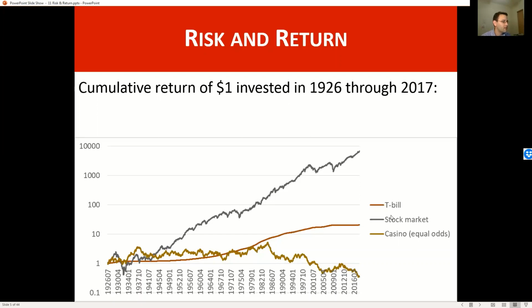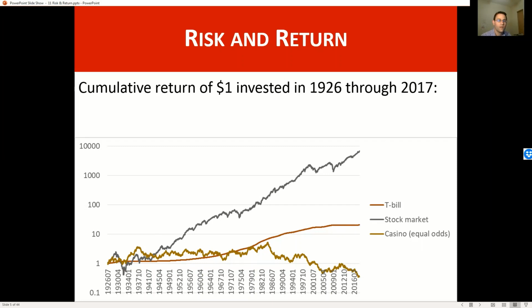If you put that $1 in the stock market, that's the gray line here, that $1 grows to almost $10,000, maybe $8,000, something like that, by 2017. So about 90 years, you're multiplying $1 8,000 times over.